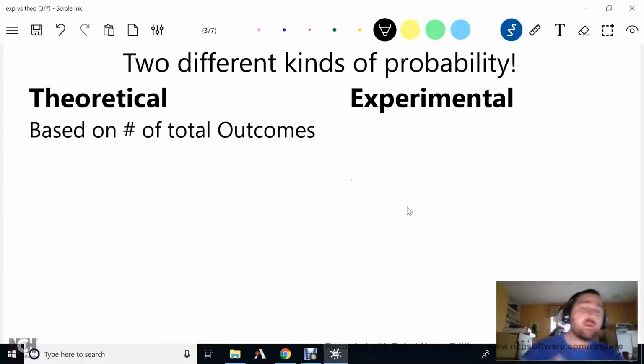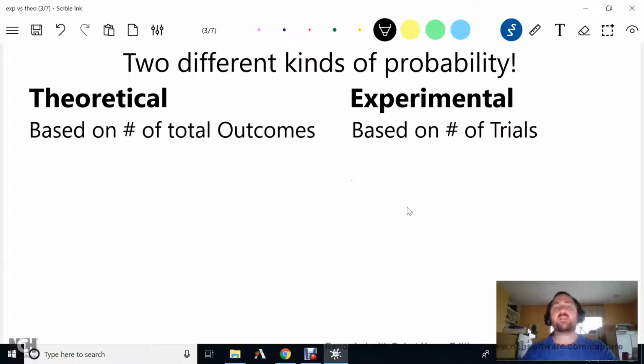So theoretical probability looks at total outcomes. Oh, that bag has 20 marbles in it, so your denominator will be 20. Experimental doesn't look at total outcomes. It looks at the trials. It looks at the number of times that you did the thing. Oh, 15 people have pulled a marble out of the bag. That will be the denominator, the bottom number of your probability, right?